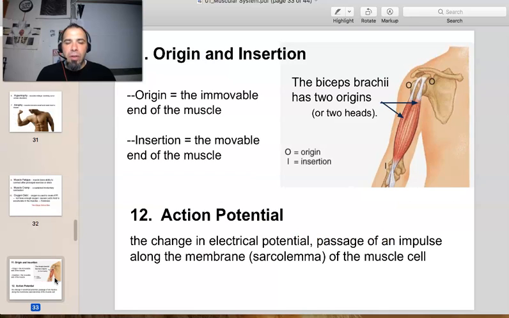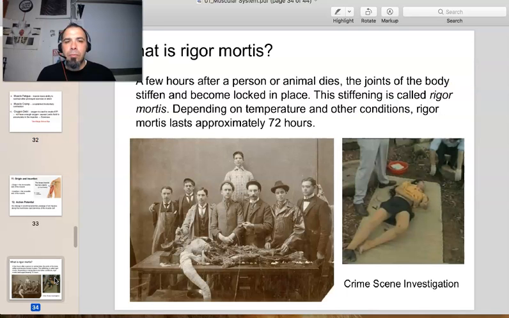We talked about origin insertion already, and then action potential, that's just the electrical charge. So let's kind of talk about some things. Rigor mortis is just once a person expires or is dispatched, the joints of the body stiffen, and that's called rigor mortis. Depending on the temperature conditions, it can last up to 72 hours.